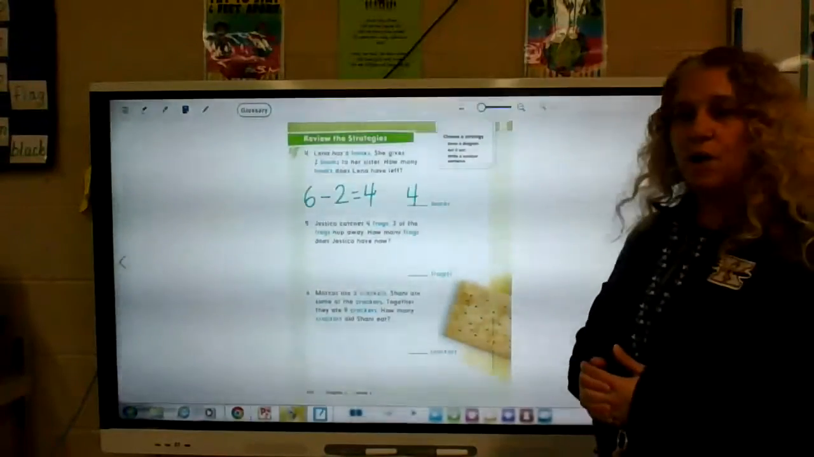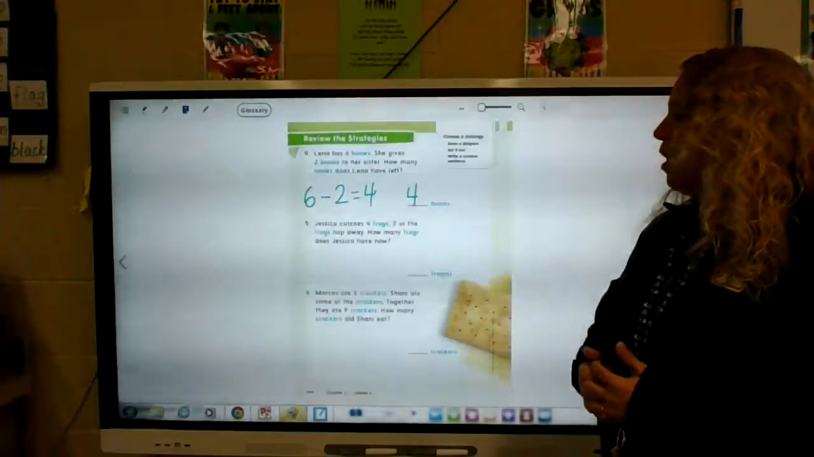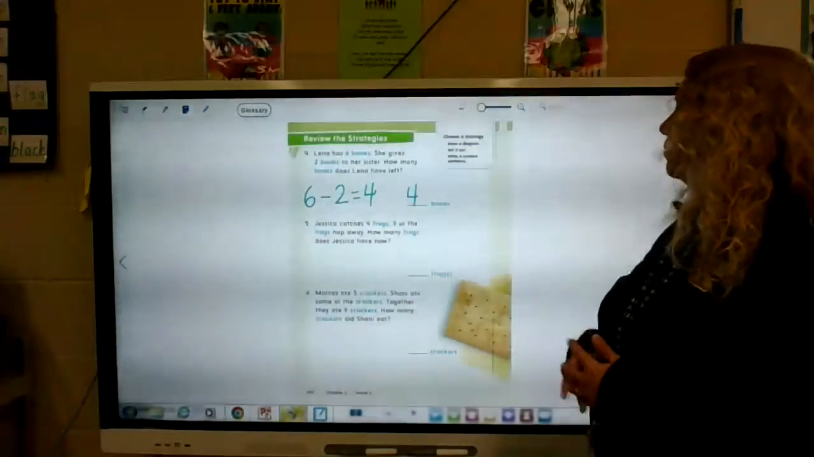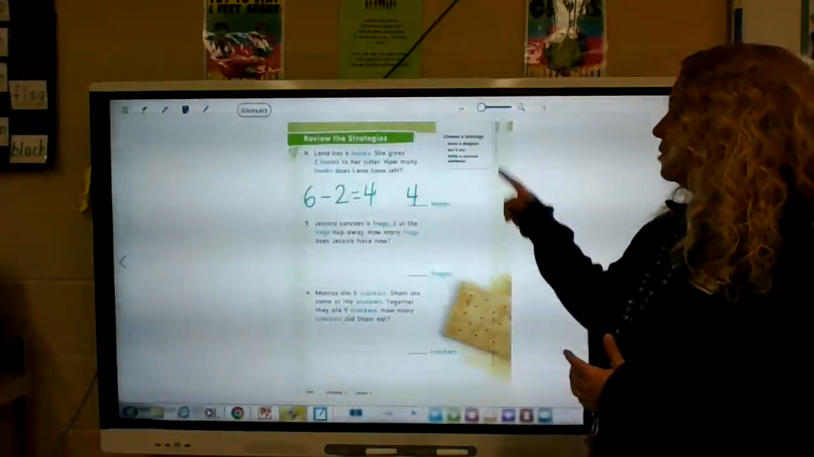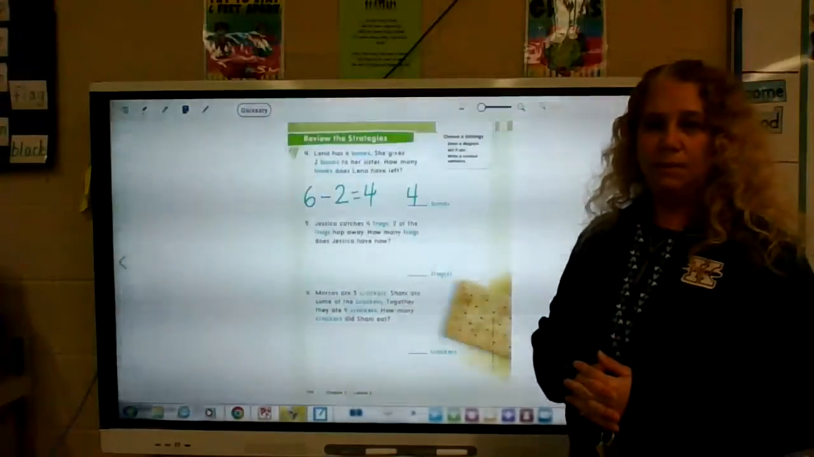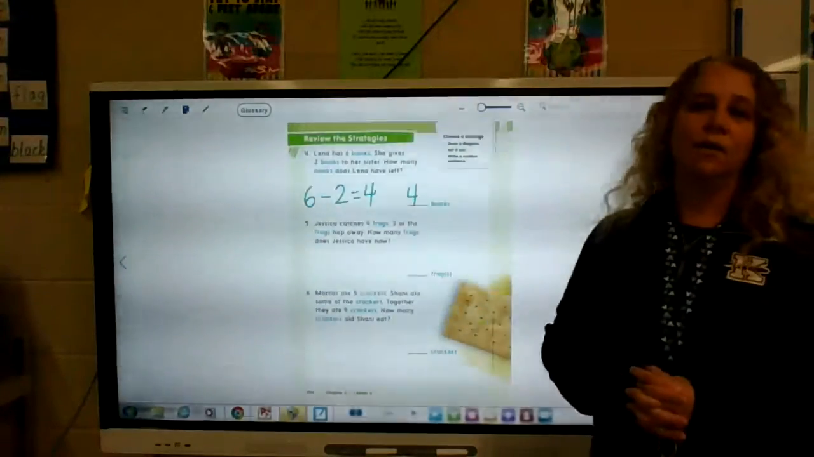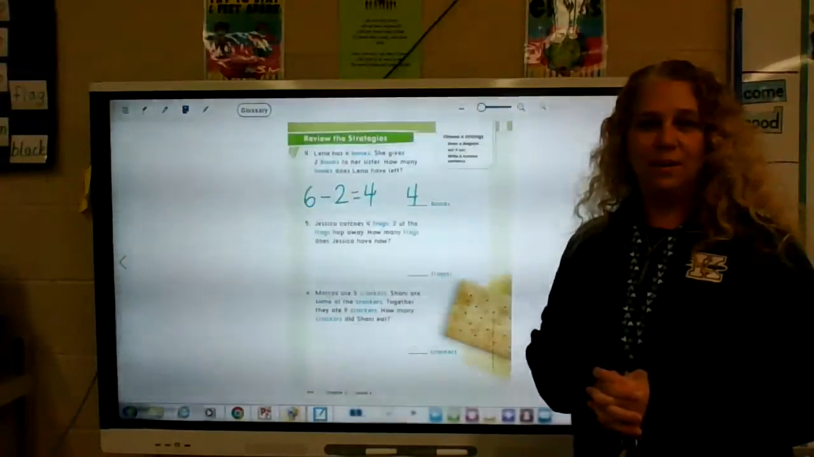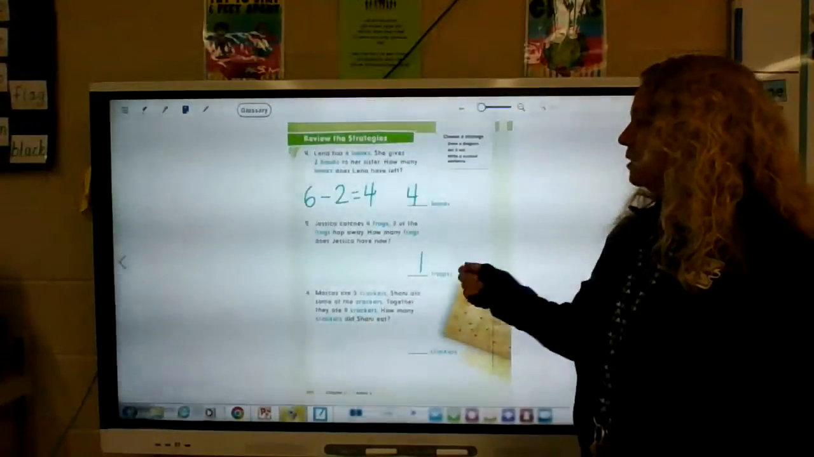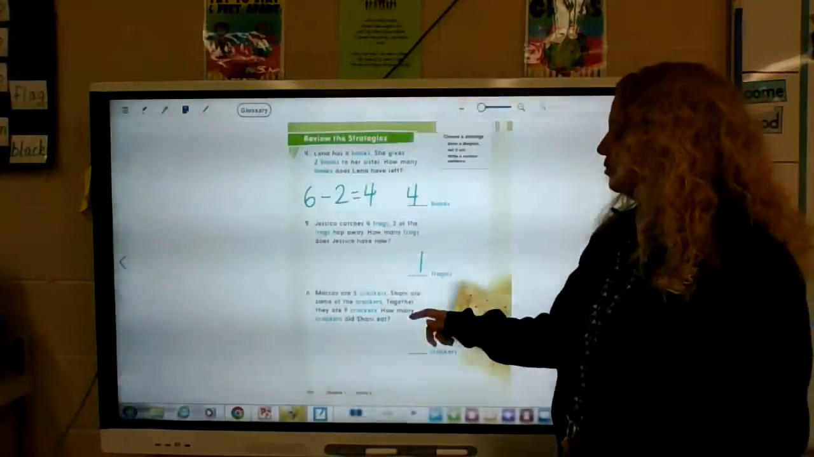Jessica catches 4 frogs. 3 of the frogs hop away. How many frogs does Jessica have now? Okay, so draw a diagram, use counters, or write a number sentence to figure it out. Pause me. Okay, what was your answer? The answer is 1. 4 frogs, take 3 away. Either you drew it, used your counters, or wrote your number sentence.